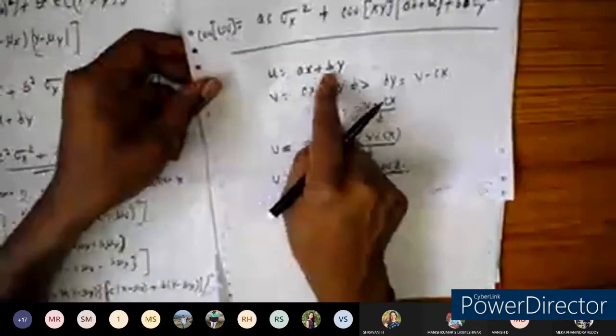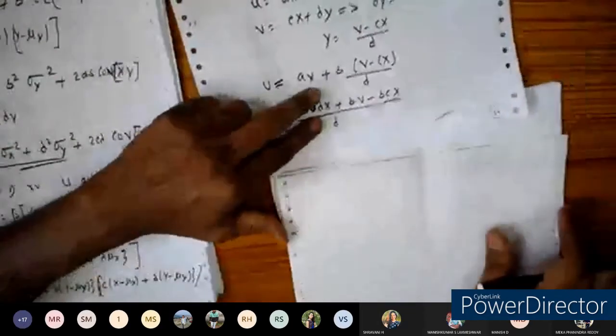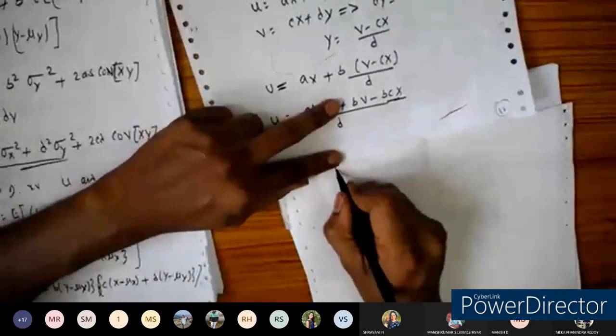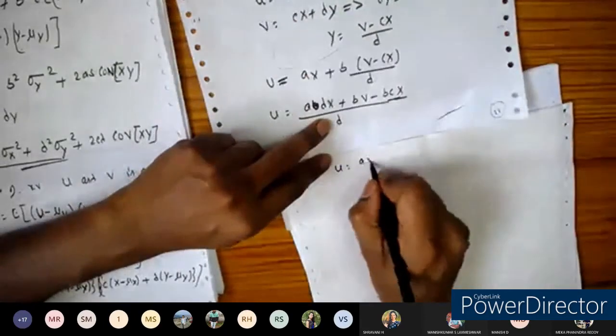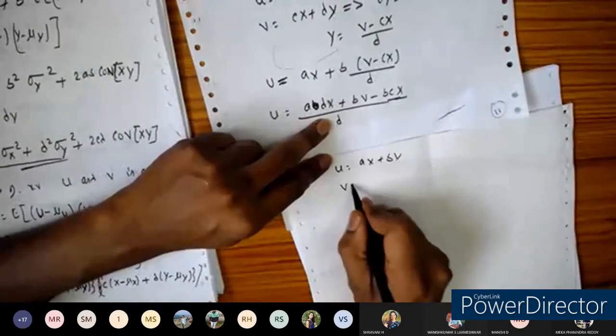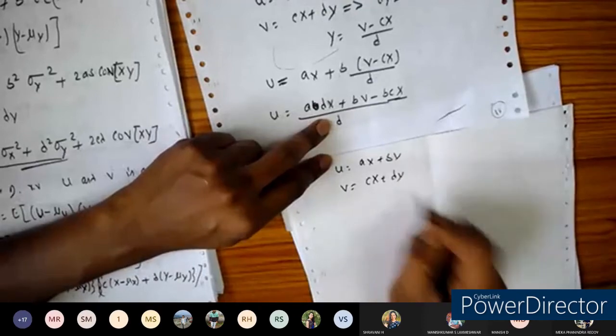So we have u is equal to ax plus by and v is equal to cx plus dy. So we need to convert this into the inverse transformation. What we have done in the last class is we have substituted u is equal to ax plus by, and v is equal to cx plus dy was there here.